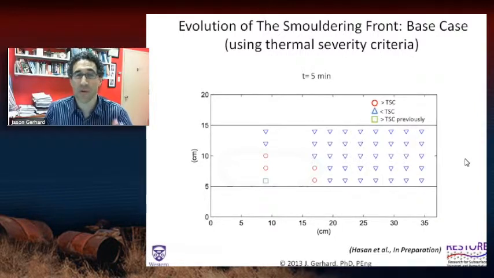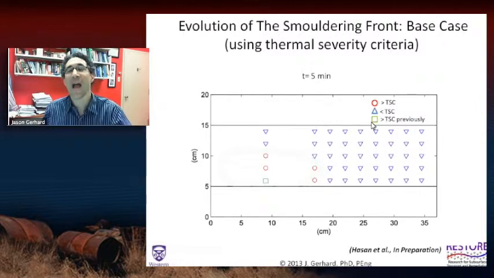So now what I want to show you is all of the data from our base case experiment plotted just with respect to that one criteria. So blue triangles are locations that have not exceeded that criteria. Red circles are currently exceeding that criteria, and green squares had exceeded 600 degrees for 1 minute, but now they've cooled down. And so at 5 minutes after we've turned on the air, you can see that our front is somewhere in this region here. You can see all of this is still cool. The front is here, and this area has already combusted and starting to cool down.